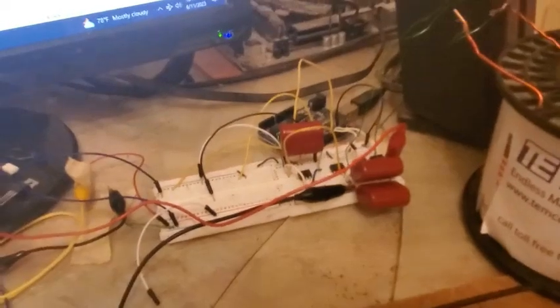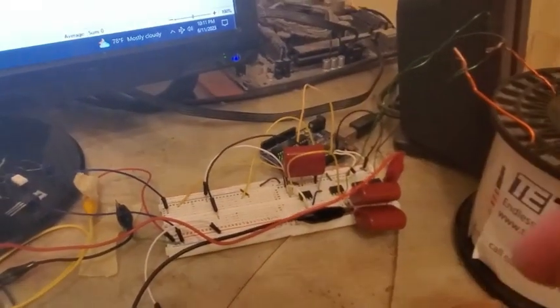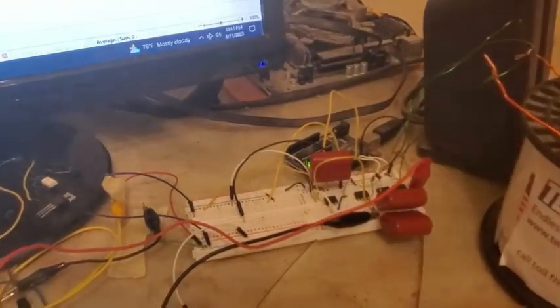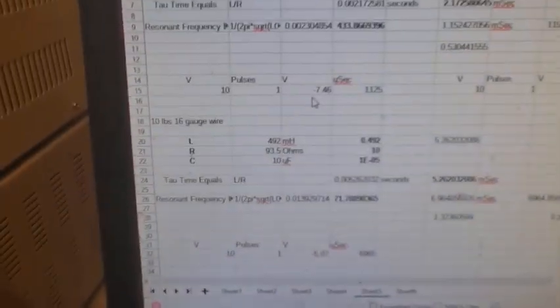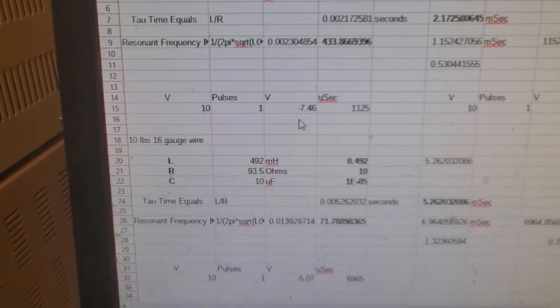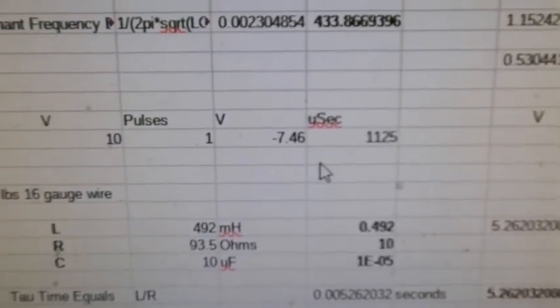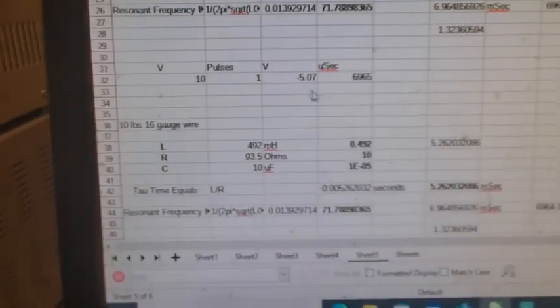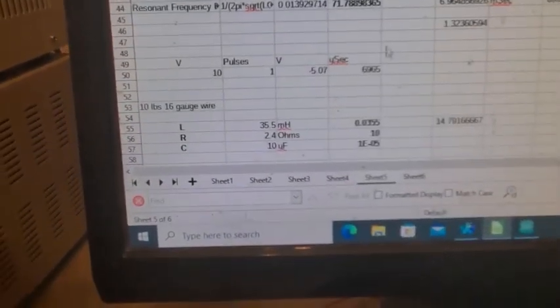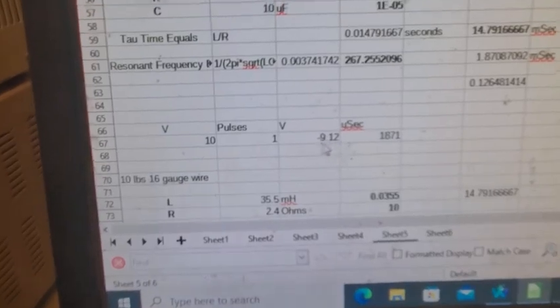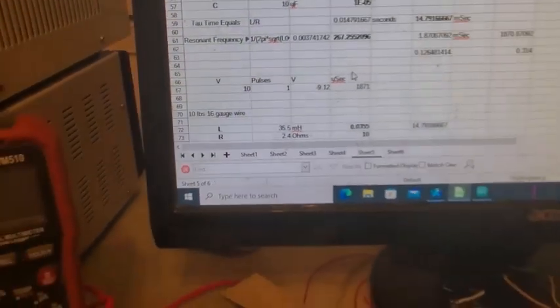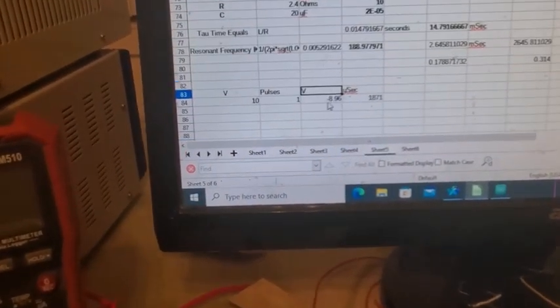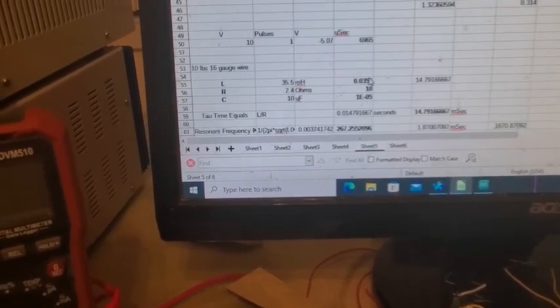So to start to try to sum things up, you know, what the heck is going on? You have like a 1 pound coil. That one swang to negative 7 point, is swang a word? I don't know. Negative 7.46. You had a 3 pound coil. It only went to negative 5, and then this 10 pound coil went to negative 9.12, and then with the larger cap, negative 8.96.